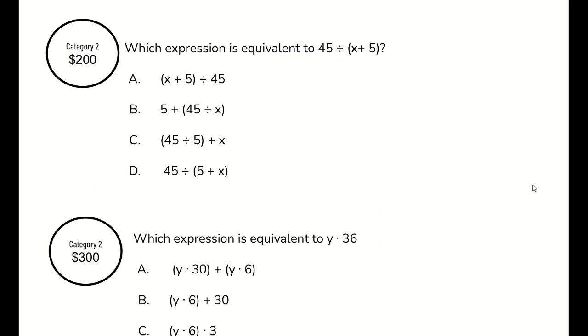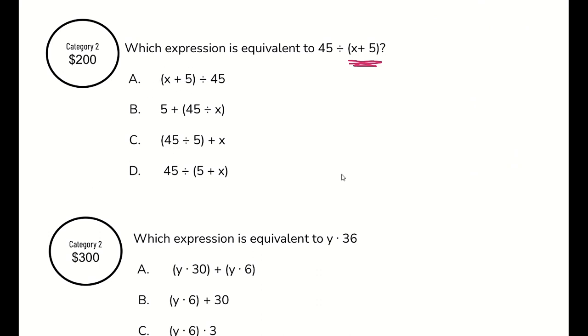Okay. So our other property, we've got commutative, which means we can change the order, like where they are. So let's look and see if any of them are changing order. I should be looking for x and 5 to change, right? Because I can't change anything with the division. Division and subtraction can't change order. Only multiplication and addition. So A wouldn't work because we changed the 45 and the x plus 5.